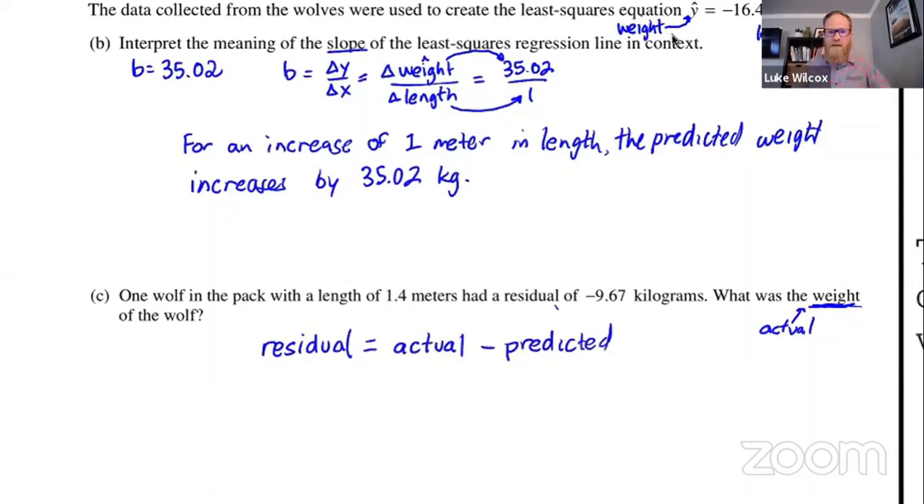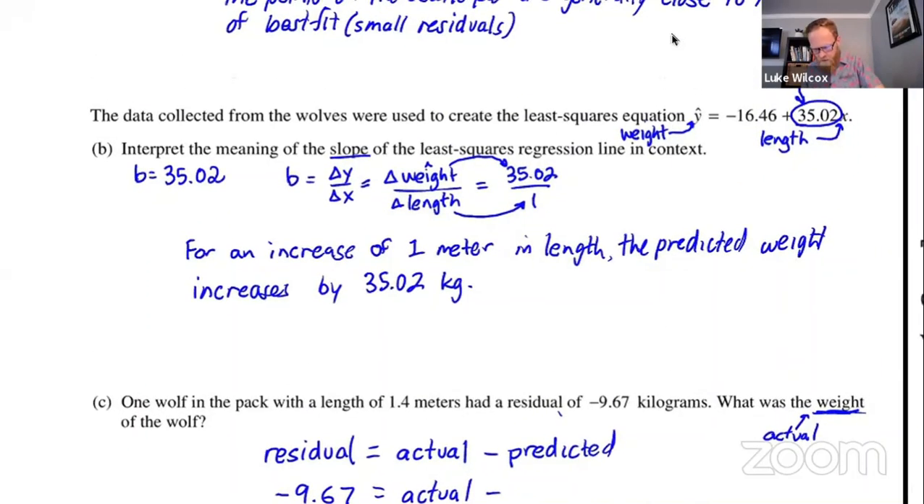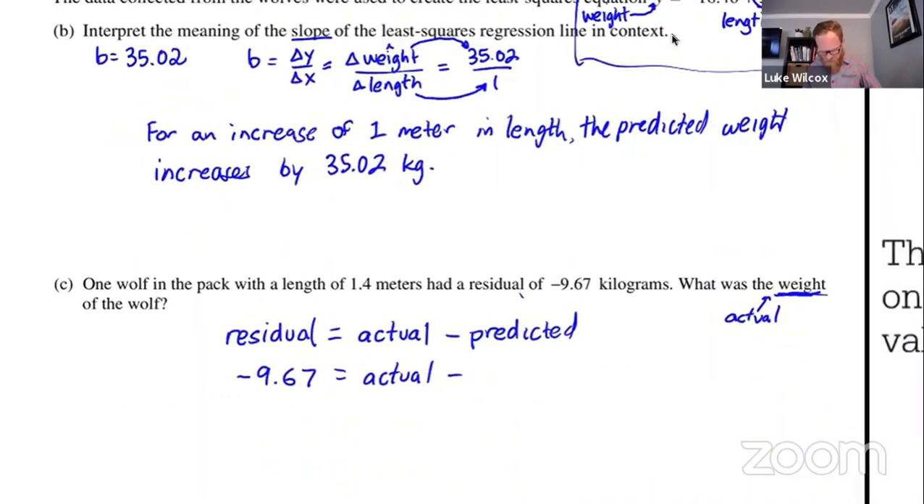A minus P, AP. And listen, we know the residual value, it's negative 9.67. Now, the actual value, we don't know. That's what we're trying to find. So this is the unknown value. So think of that as being like x, that's the variable, the unknown, minus the predicted value. Well, they didn't give us the predicted value for this wolf, but we can calculate the predicted value because we have up here our equation for the line of best fit, which will allow us to find the predicted weight. So I'm going to do this work off to the side just a little bit here.